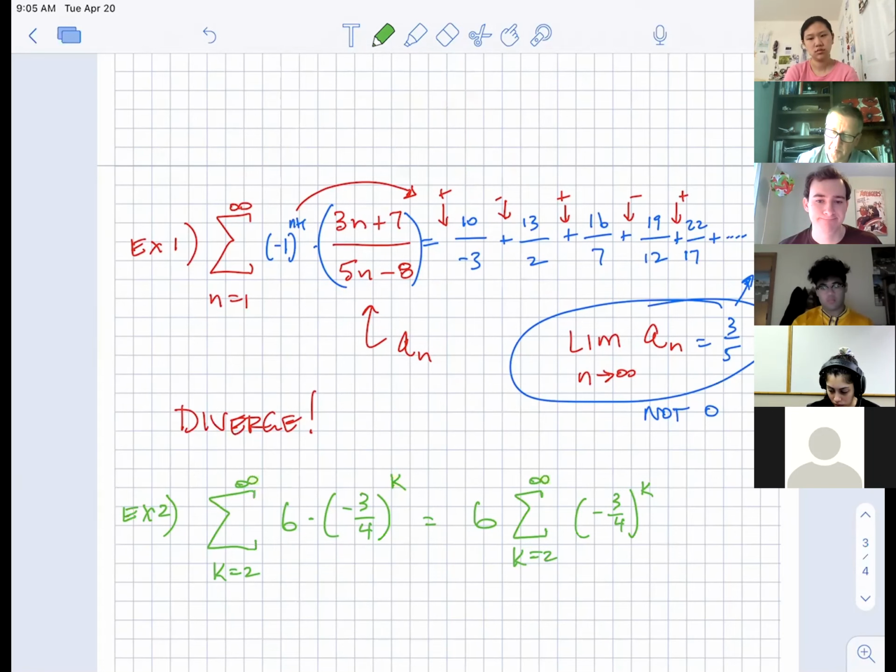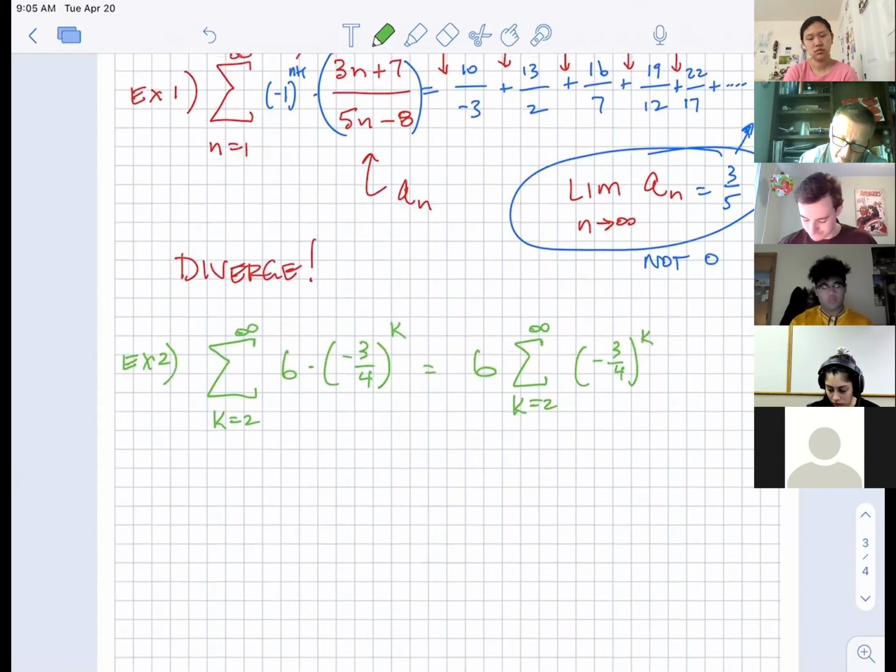But again, let's slow down a little bit. What are the terms? Well, notice I started at 2, so I could say 3/4 squared. Well, that's a negative, so that'd be 9/16. But then when I cube it, the negative number cubed will be negative. And so this is going to be negative. 3 cubed is 27, 4 cubed is 64.